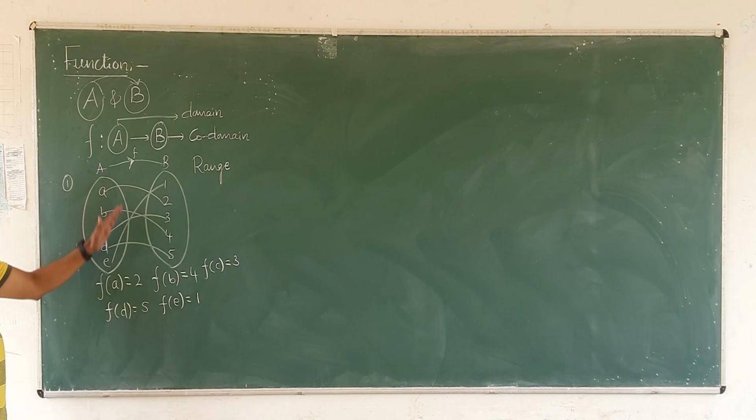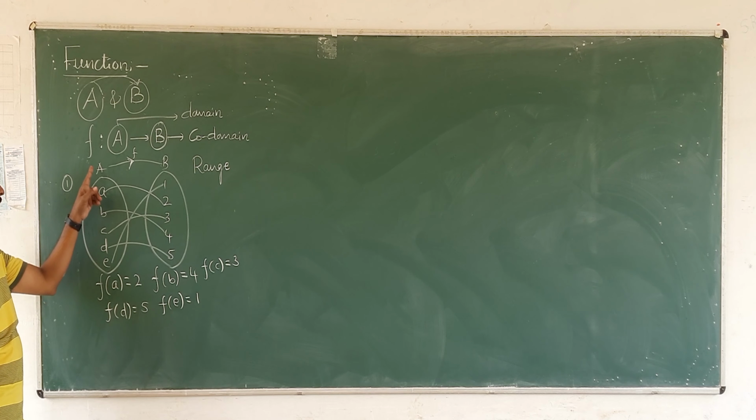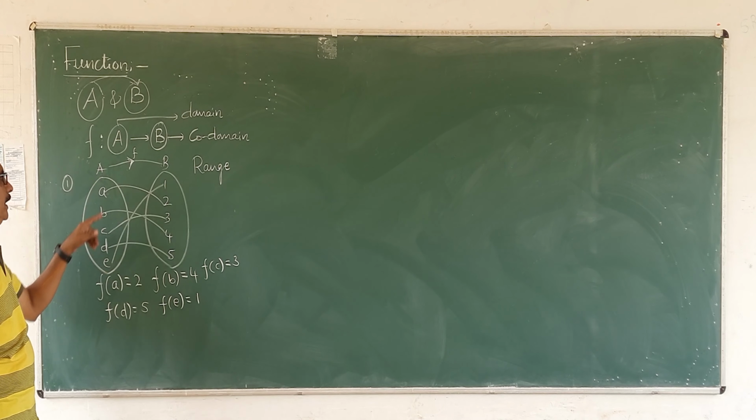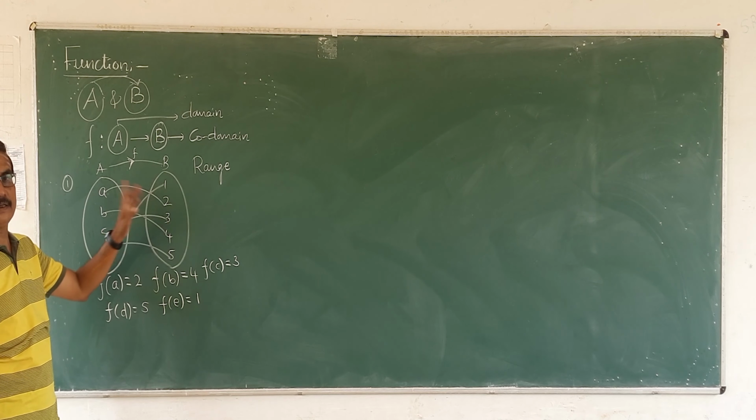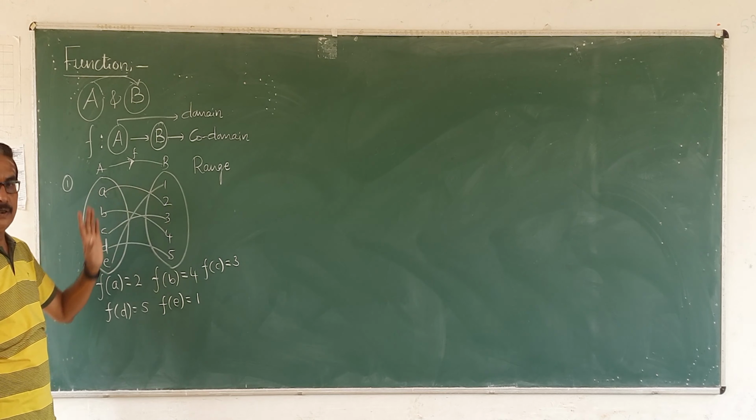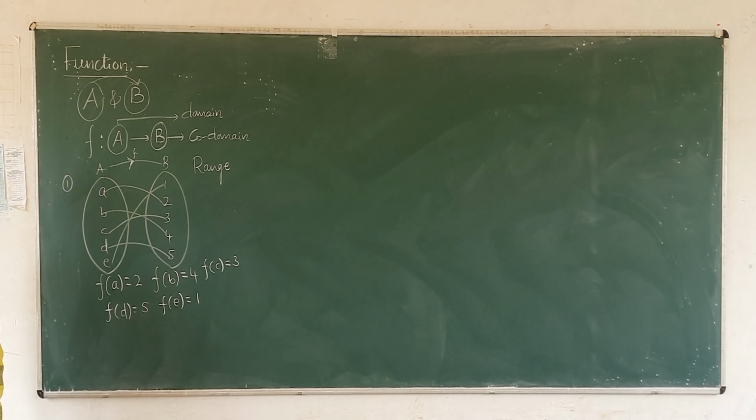In the second set, not everything needs to be touched. Even if only one element is touched, it is still a function. Now here the first set A is called the domain, the second set B is called the codomain, and the set of all images under the map F is known as the range of the function.